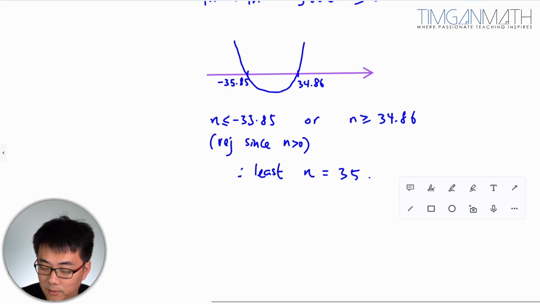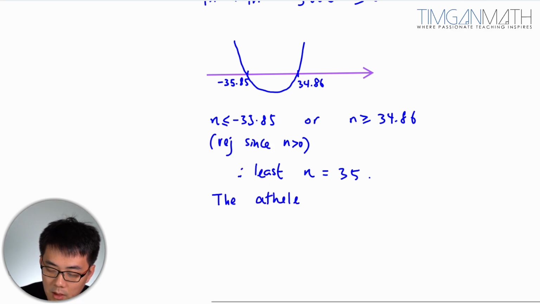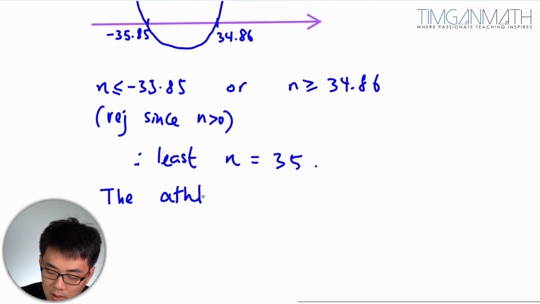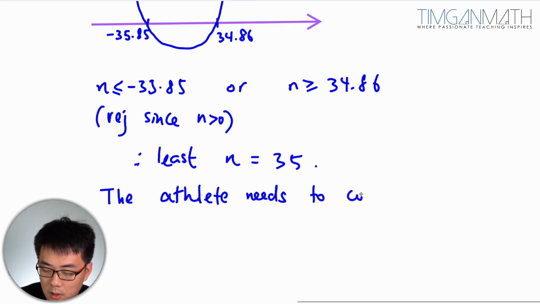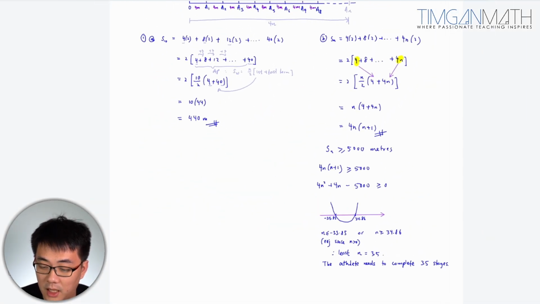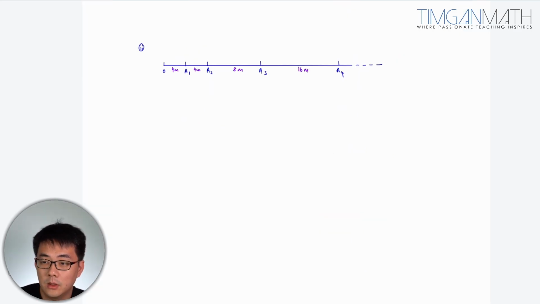So the athlete needs to complete 35 stages. Okay, 35 stages. So that's how we do part B there. So let's look at part 2.